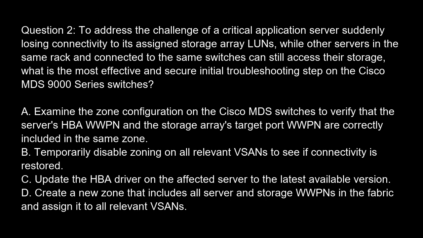Option B. Temporarily disable zoning on all relevant VSANs to see if connectivity is restored. Option C. Update the HBA driver on the affected server to the latest available version. Option D. Create a new zone that includes all server and storage WWPNs in the fabric and assign it to all relevant VSANs.